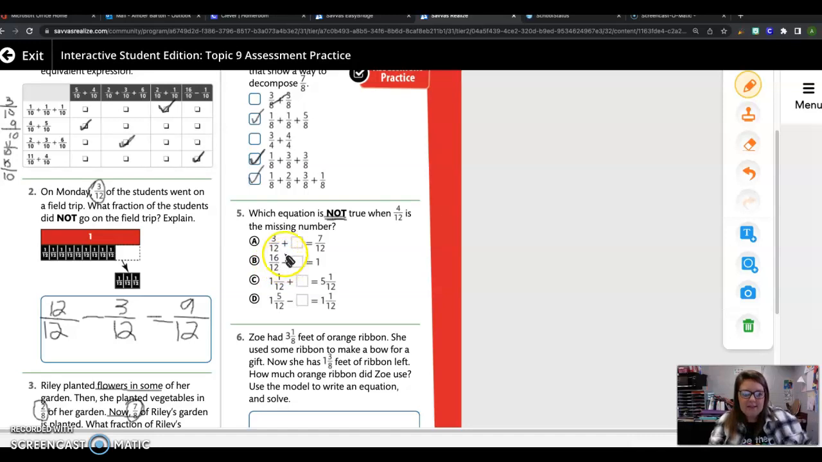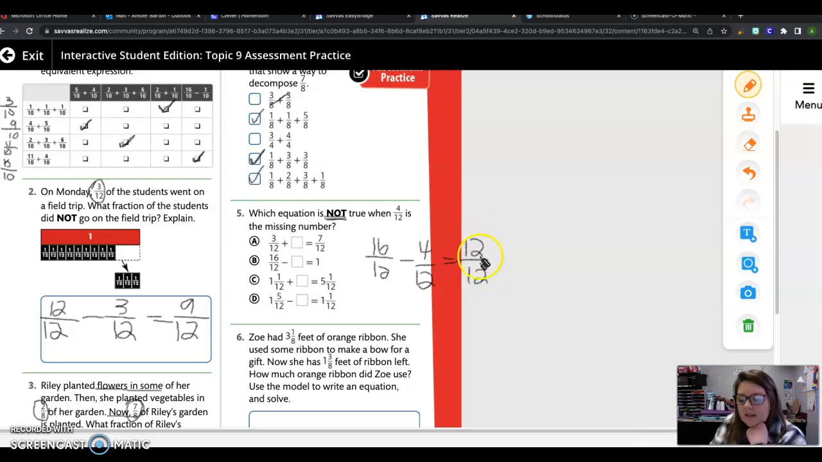So let's look here at 16/12 minus 4/12. What is 16/12 minus 4/12? Let's think about it. I'm going to rewrite it here. So I'm going to have 16/12 minus 4/12. And when we add and subtract, remember we only work with the numerator. So what is 16 minus 4? 12, right? So this turns out to be 12/12.